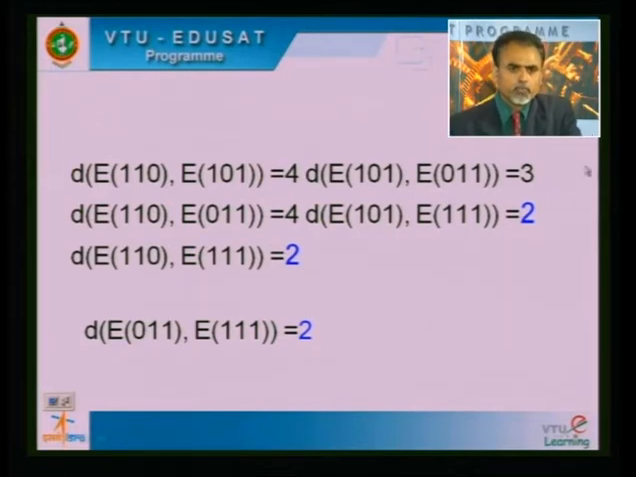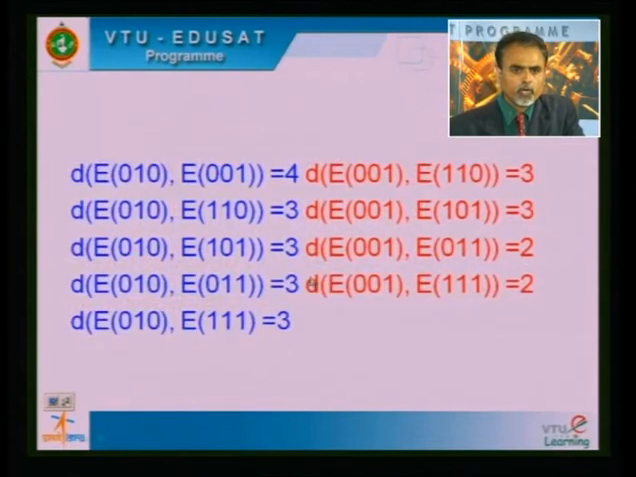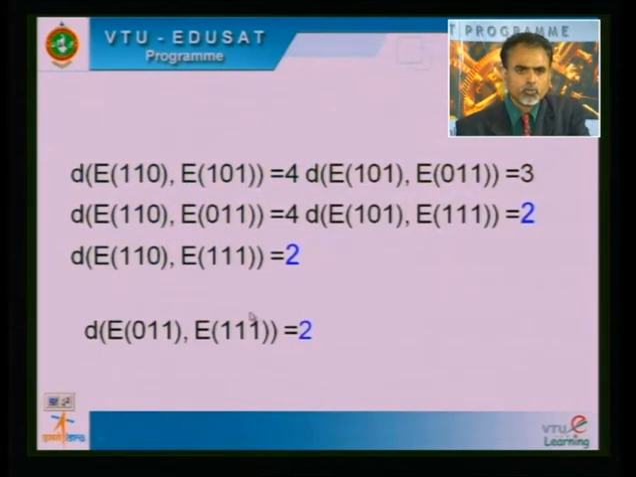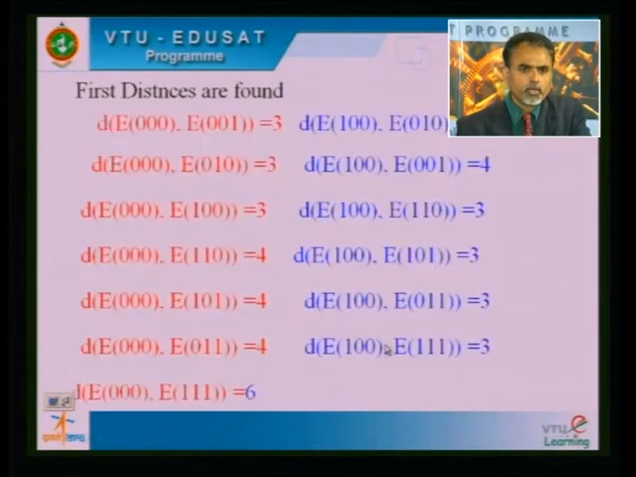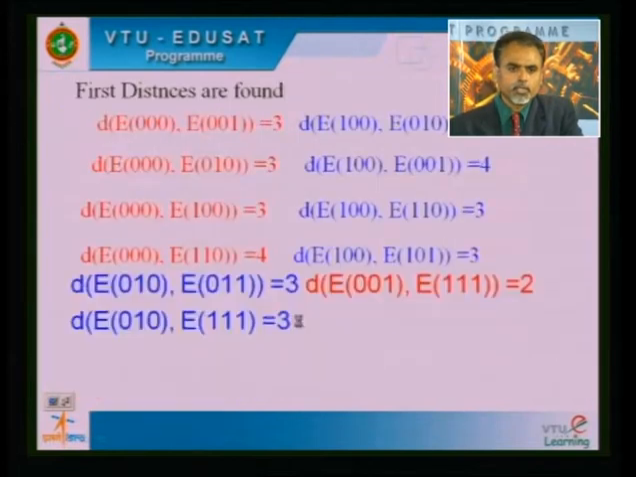You can see the distance between 110 and 111. Let us see the distance between 110 and 111. You can find that distance is 2. 110 and 111 distance is 2. First position same, second position same, third position they are differing. Fourth position same, fifth position same, last position they are differing. So third and last position they are differing, distance is 2.